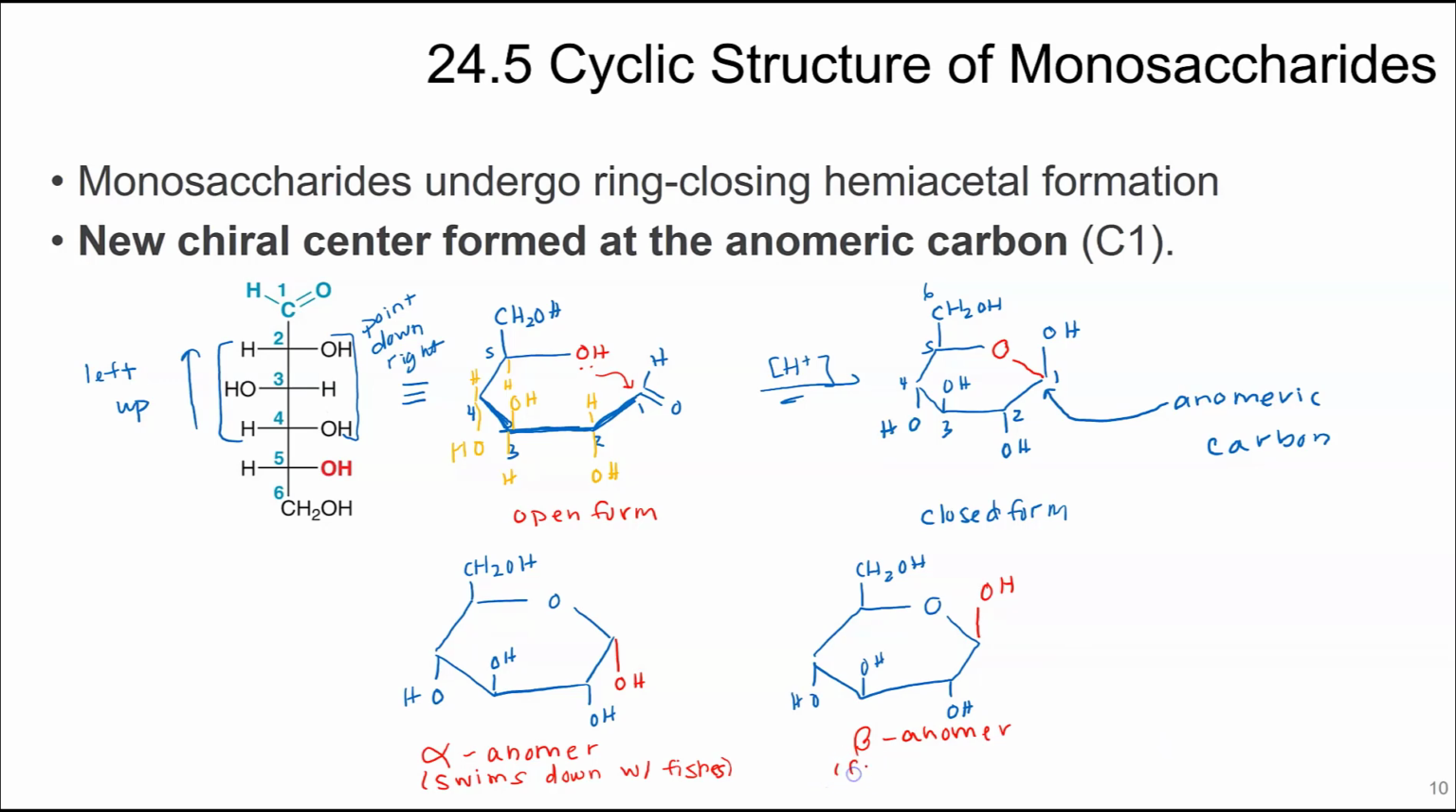So this one flies. All right, so your beta could look like a bird or a butterfly. In either case, if the alcohol at the anomeric carbon is up, then we have the beta anomer. If it is down, we have the alpha anomer. So these 6-membered rings are referred to as pyranose rings. And these are also referred to as Haworth projections.